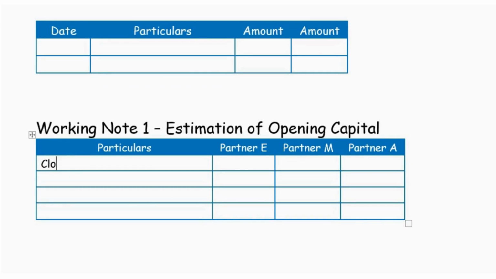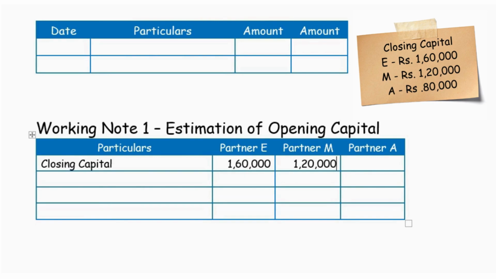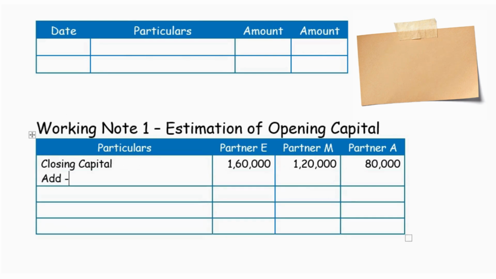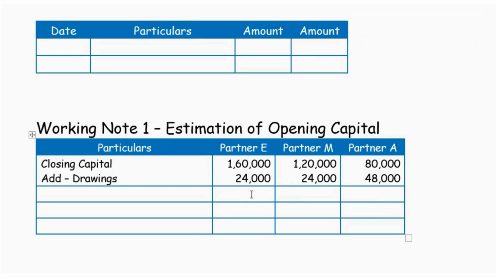This opening capital estimation starts with the closing capital, and for three partners it is given as 1,60,000, 1,20,000 and 80,000. As usual, we will be adding the drawings made by the partner, 24,000. It is given as a total amount, not per month. You have to read the question carefully. 48,000, the total drawings made. It is added. If they would not have withdrawn, this money would have stayed with them as capital. So 1,84,000, 1,44,000 and 1,28,000.